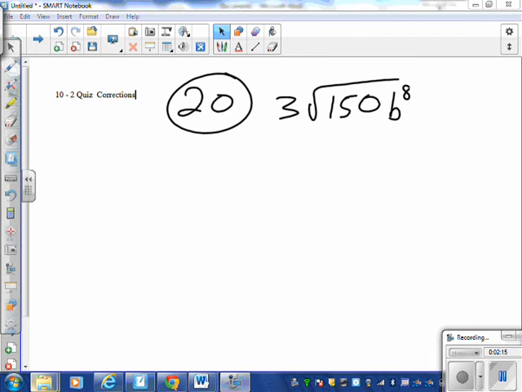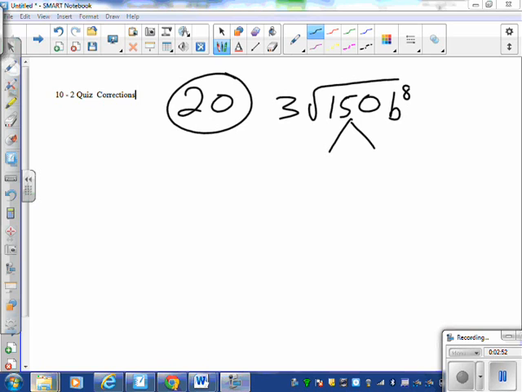Okay, our next problem, which was number 20, that was 3 square root of 150 b to the 8th power. If I put 150 in my calculator, I'm going to get a decimal. That tells me that we need to break this 150 down further. So we have to find out what numbers multiplied together give you 150, and hopefully one's a perfect square. If we come up with two numbers that make 150, I'm going to use 75 and 2.